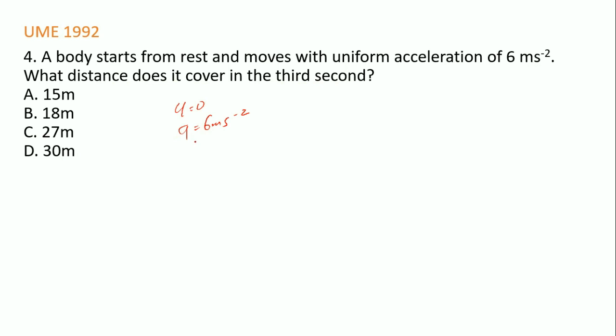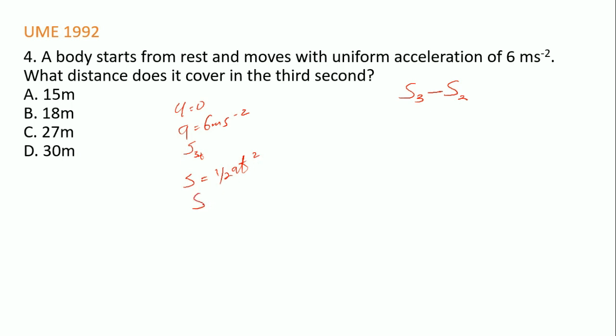So the distance it covers in the 30 seconds, in this case, let me just put T to show the 30 second. So that's going to be the distance covered in 3 seconds minus the distance covered in 2 seconds. That gives you the distance covered in the 30 seconds. So that's going to be S equal to 1/2, since U is equal to 0. So we just have 1/2 AT square.